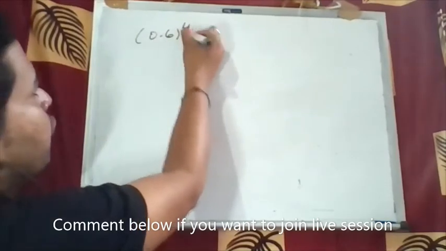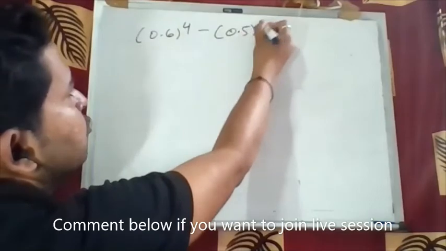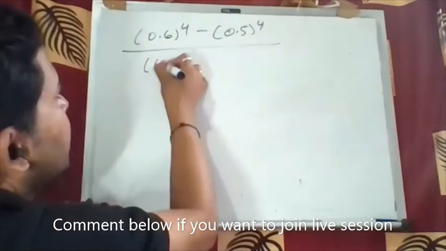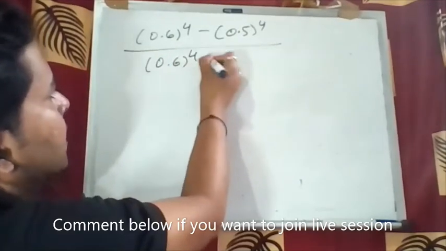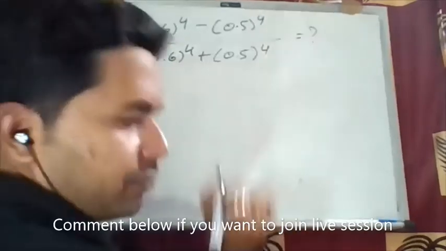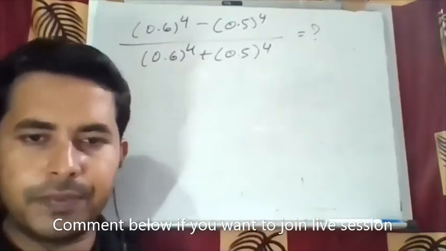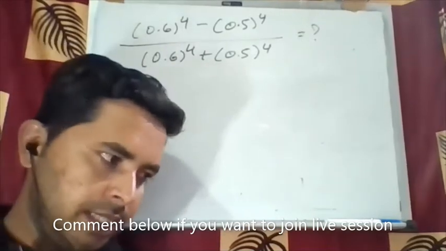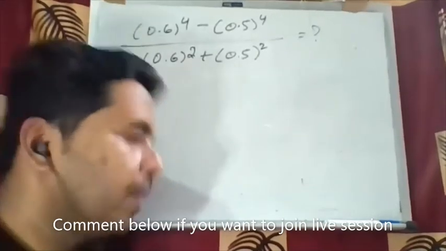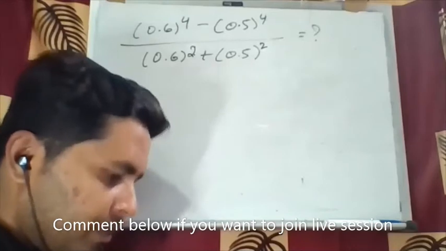0.6 raised to 4 minus 0.5 raised to 4 divided by 0.6 raised to 4 plus 0.5 raised to 4. Give me the answer of this question. So this is a different formula, not a previous one. So think this and give me the answer. So here what is the a value now? So here I can solve in this way.